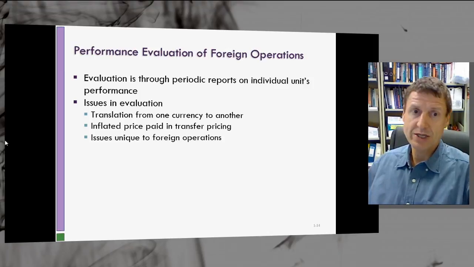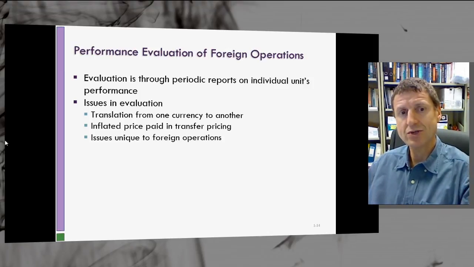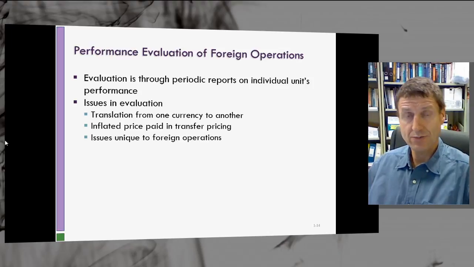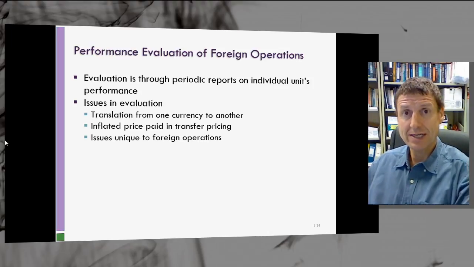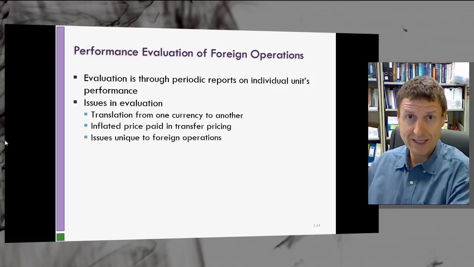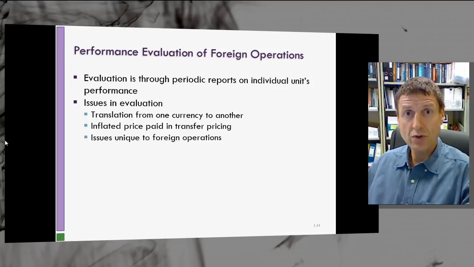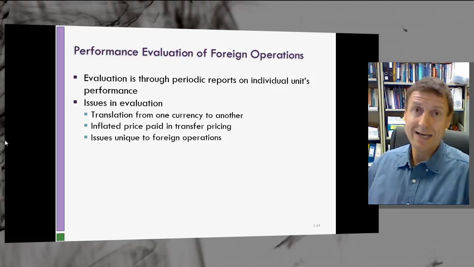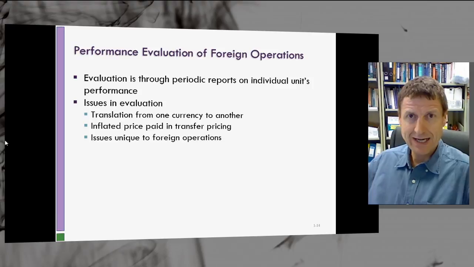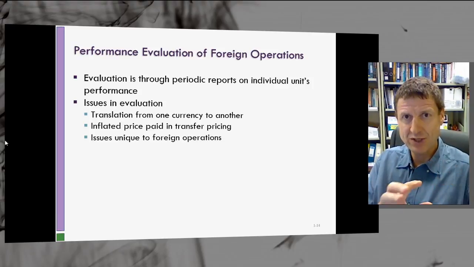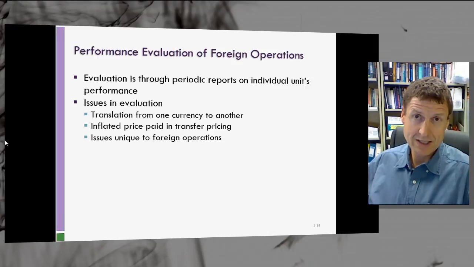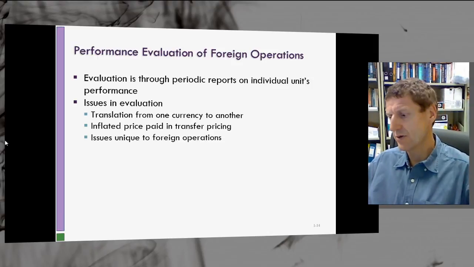Here are the issues in evaluation: translation from one currency to another, the inflated price paid in transfer pricing. Of course, if you're in a low tax haven country, you want to have more profits in that country. That subsidiary is going to look good. It's going to look better than a subsidiary in a high taxation country where you use artificial transfer pricing to shift profits out of that subsidiary to the low taxation country subsidiary. So we've got to balance out the tax planning versus the performance evaluation effects of these transfer pricing strategies. And there are issues unique to foreign operations.